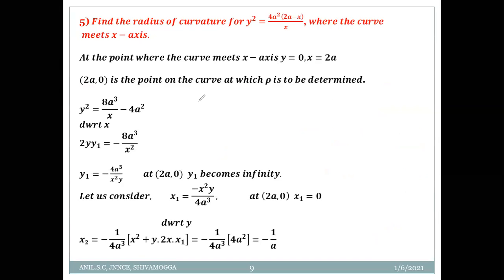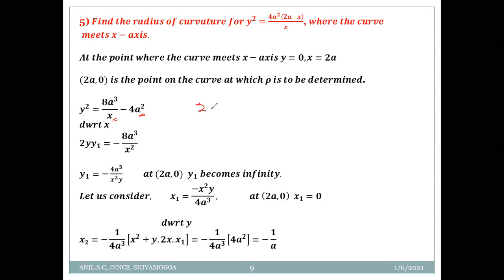Now, y square is equal to 4a square into 2a minus x divided by x. We shall rewrite this. 4a square into 2a is 8a cube divided by x. 4a square into minus x divided by x is minus 4a square. The equation is rewritten. Now differentiate with respect to x.